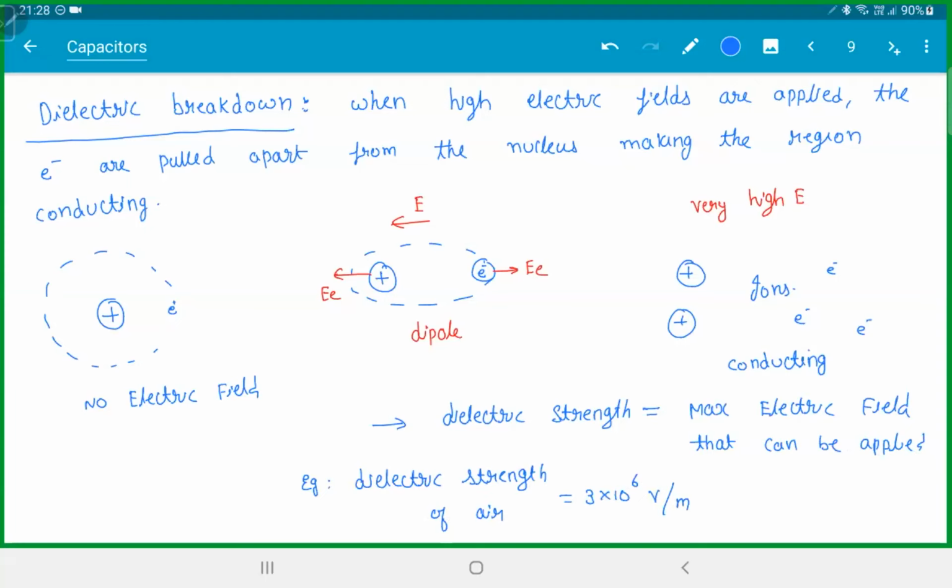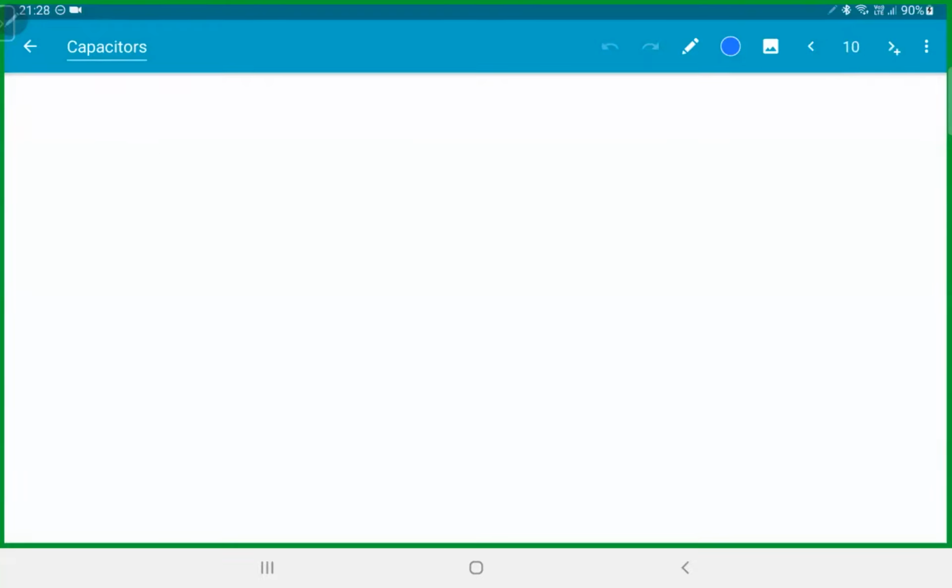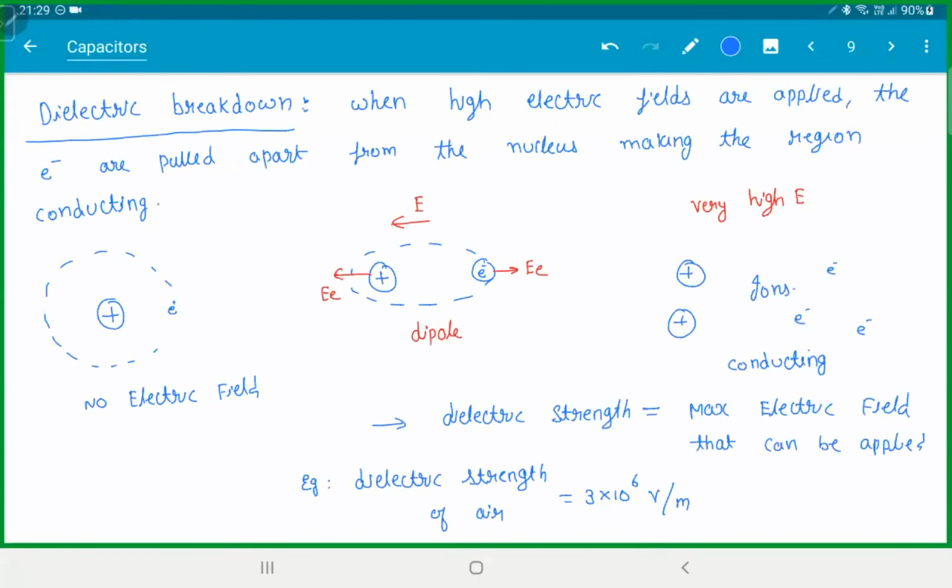Got this? Now in our previous example, I'll show the previous page. If you take a battery voltage of 10 volts and the distance d between them is 10 power minus 6 meters, the electric field is given by V by D, turns out to be 10 power 7 volt per meter, right? And the dielectric strength of air is 3 into 10 power 6 volt per meter. So the air becomes conducting. So you can't decrease the distance between the capacitor plates too much. If you decrease too much, there will be dielectric breakdown and the charge will start leaking.